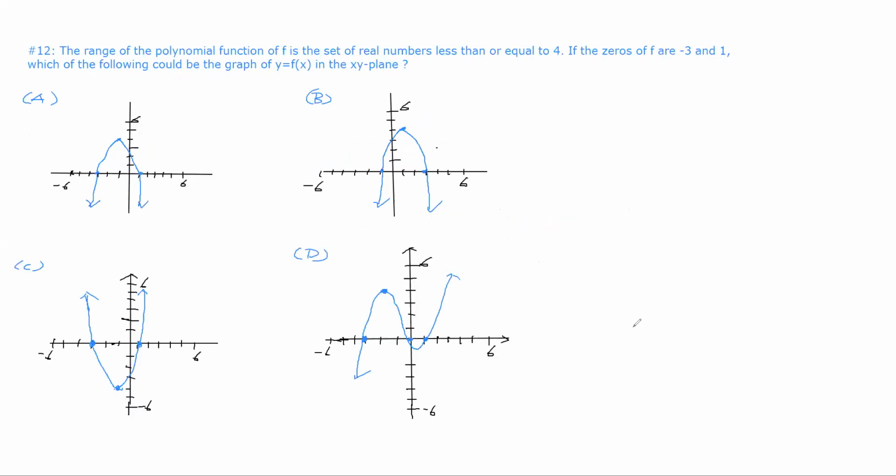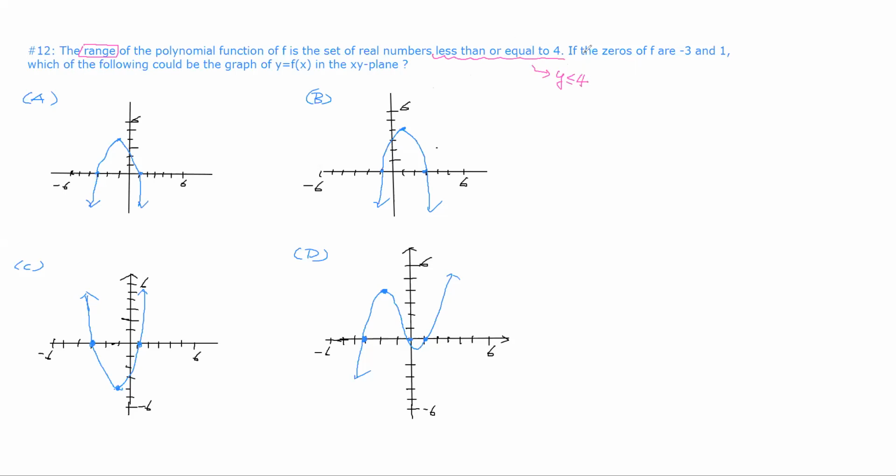Okay, next one is here. I like this problem very much. I think it's a pretty good problem to test the students' understanding. So they talk about the range of the polynomial first. They say the range of polynomial f is the set of real numbers less than or equal to 4. So that means y has to be less than or equal to 4.